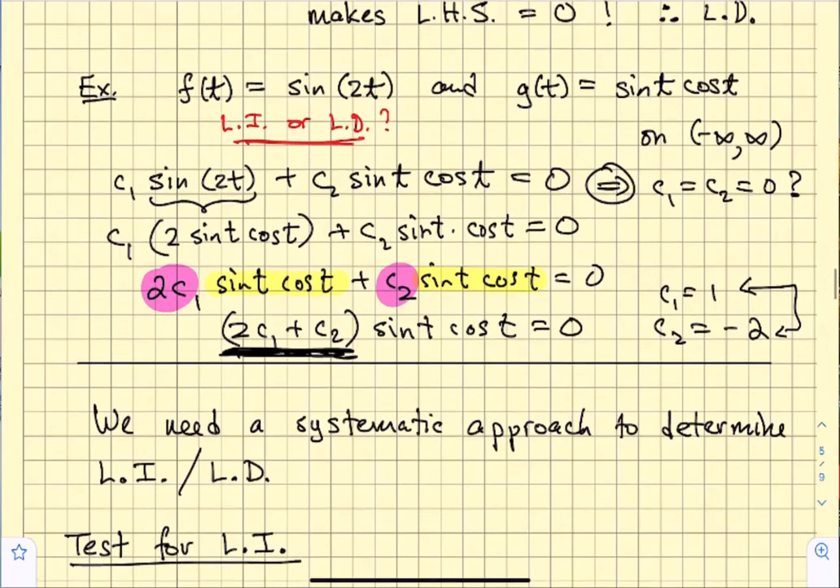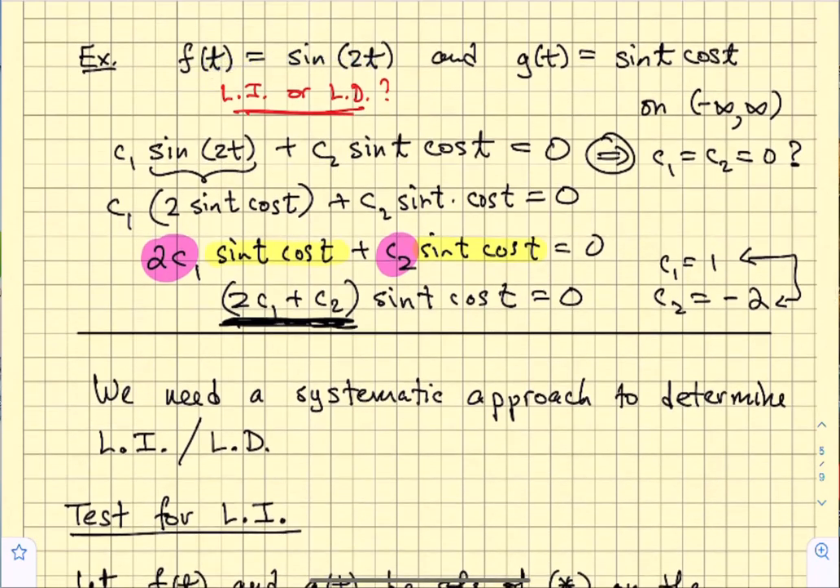If we look at the functions f of t equals sine 2t and g of t equals sine t cosine t, again on the interval from minus infinity to infinity, in the homework you're going to see things like this. Are these functions linearly independent or linearly dependent? Well, if you just form the linear combination c1 sine 2t plus c2 sine t cosine t, so c1 f plus c2 g, and I want that to be 0, does that force c1 and c2 both to be 0? That's a question. Well, this isn't so easy to tell when you just eyeball it like this.